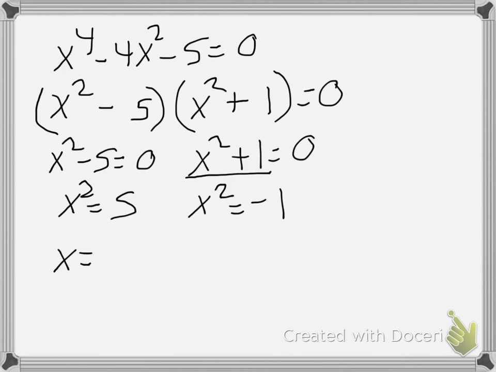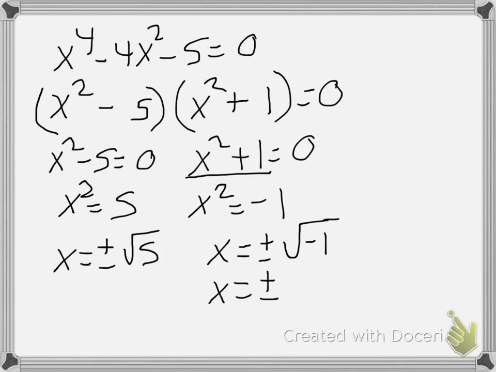So x equals plus or minus the square root of 5. And then over here we get x equals plus or minus the square root of negative 1. Well, okay. The square root of 5 I can't do anything with. What's the square root of negative 1, guys? I get frustrated when you all try to tell me that you don't know what the square root of negative 1 is. Okay? x is equal to plus or minus, well, the square root of negative 1 is just plain old i. Okay? So we have our 4 solutions, plus or minus i, which are imaginary, and plus or minus the square root of 5.